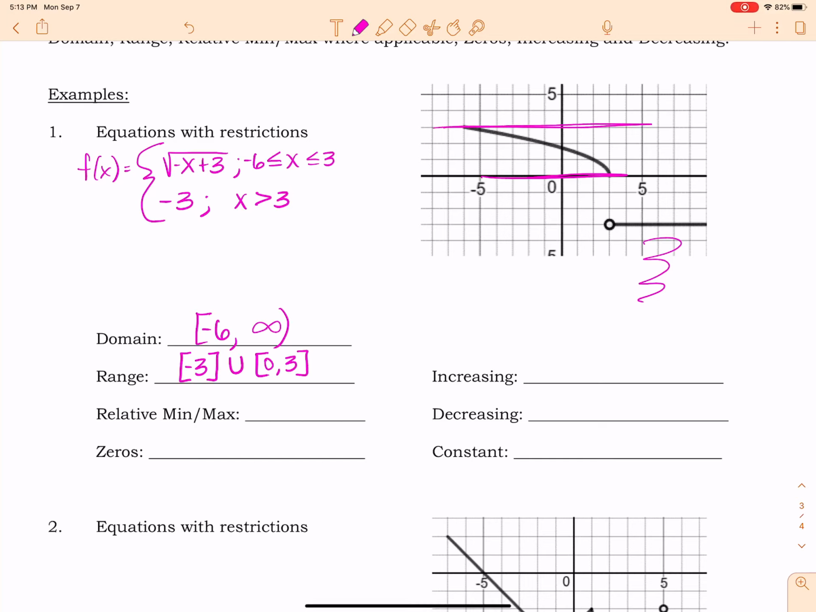Okay, so relative min and max. We're not going to actually talk about relative min and max for piecewise. It gets a little too convoluted. So we're going to leave that out.